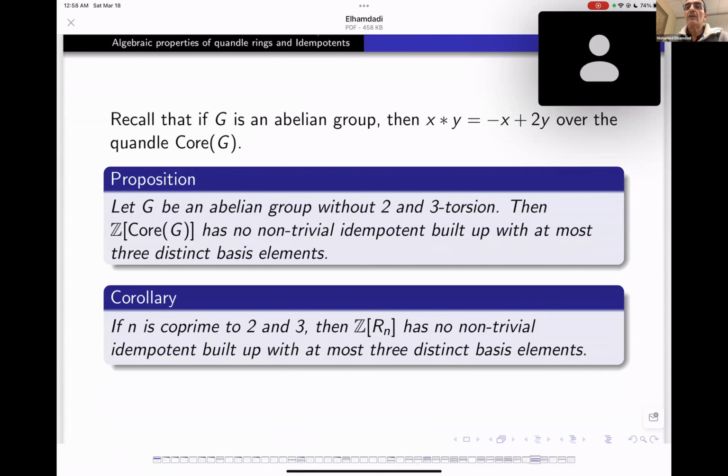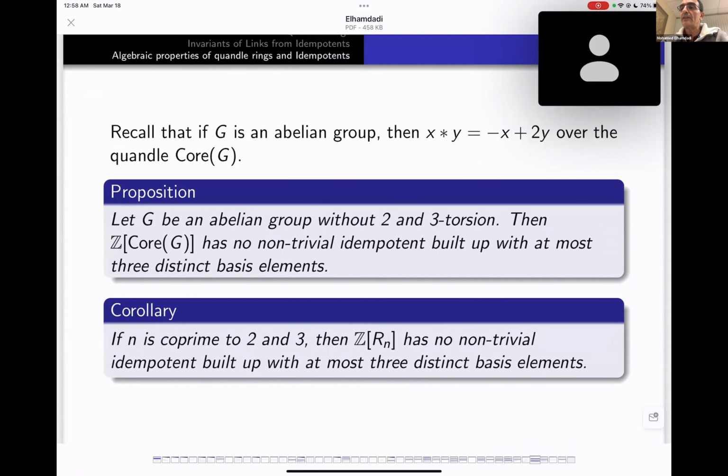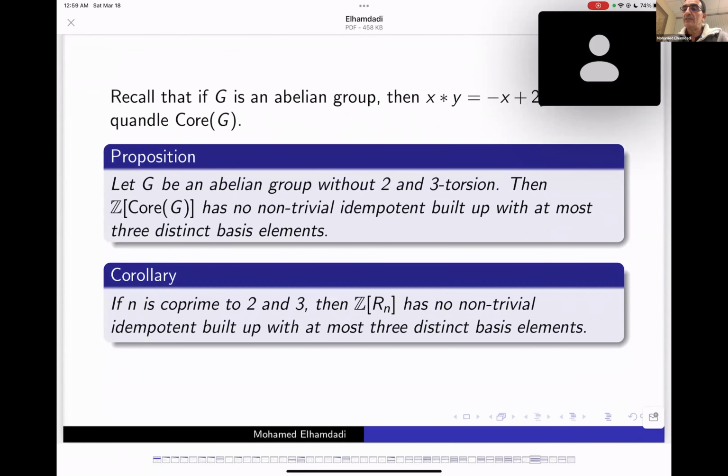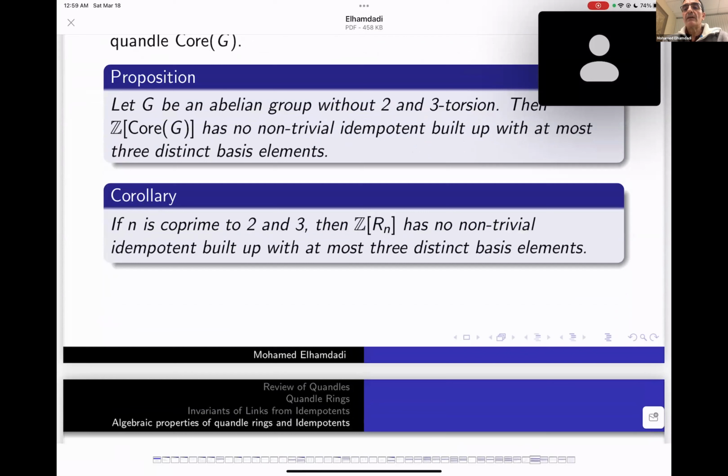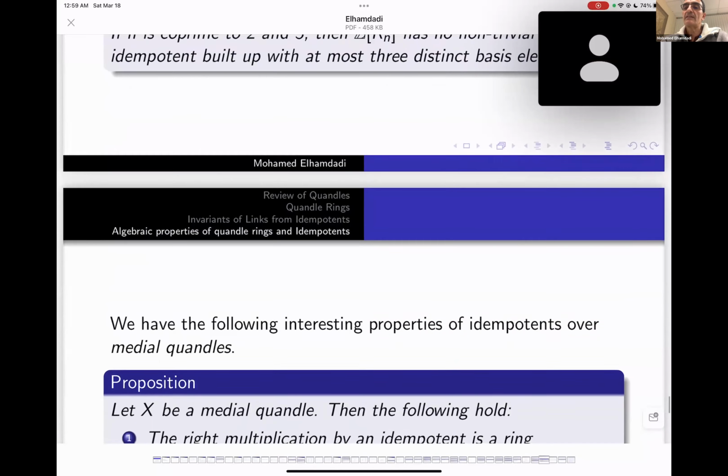This is the core quandle, just minus x plus 2y. If G is an abelian group without 2 and 3 torsion, then the quandle ring of the core quandle has no non-trivial idempotents built with at most 3 distinct basis elements. Corollary: if n is coprime to 2 and 3, and you consider the dihedral quandle R_n, the integers mod n, and you take the quandle ring over Z, it has no non-trivial idempotents built with at most 3 basis elements.